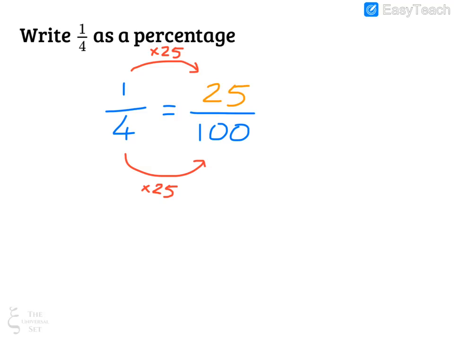And so as a percentage, what's 25 out of 100 as a percentage? Well, it's got to be 25%, hasn't it? Because that's what out of 100 means. 25 out of 100 is the same as 25%. Okay, another.